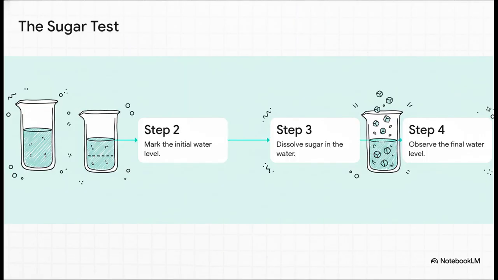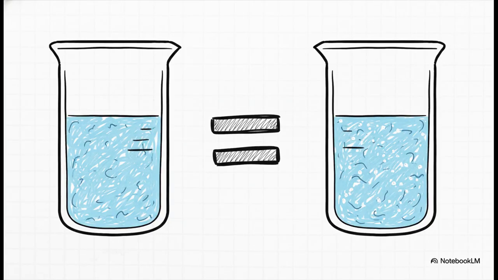So let's imagine we are doing this experiment properly. We take a beaker and fill it halfway with water. We very carefully mark the level. Then we add some sugar and stir it well until it completely dissolves. Now, what do we observe when we look at the water level again? And here is the interesting observation. The water level does not change. It stays at the same mark. This shows us something very, very important about the particles of water.